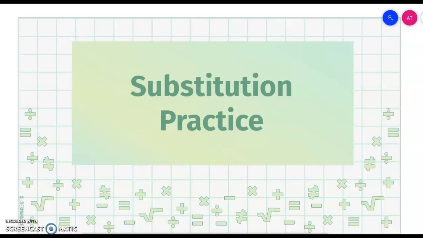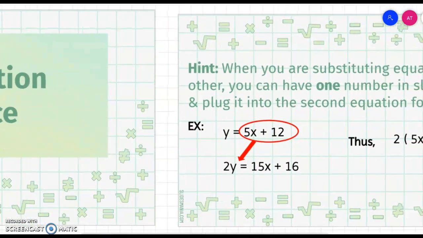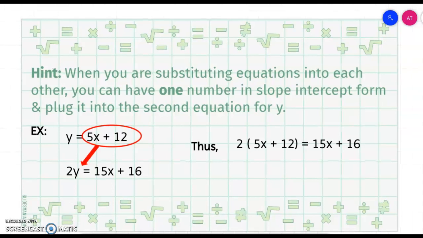So today we're going to be looking at substitution practice. I'm going to teach you a cool little hint, especially if you're dealing with fractions, for the slope and the y-intercept. So, when we're substituting equations into each other, you can have one number in the slope-intercept form, which is y equals mx plus b, and plug it into the second equation for y.